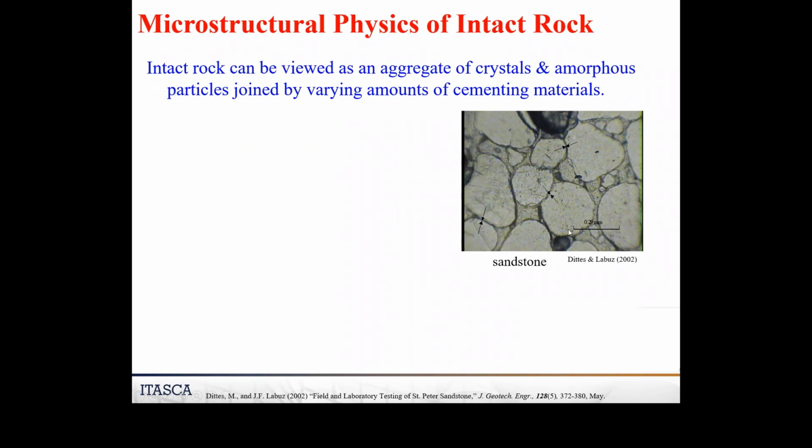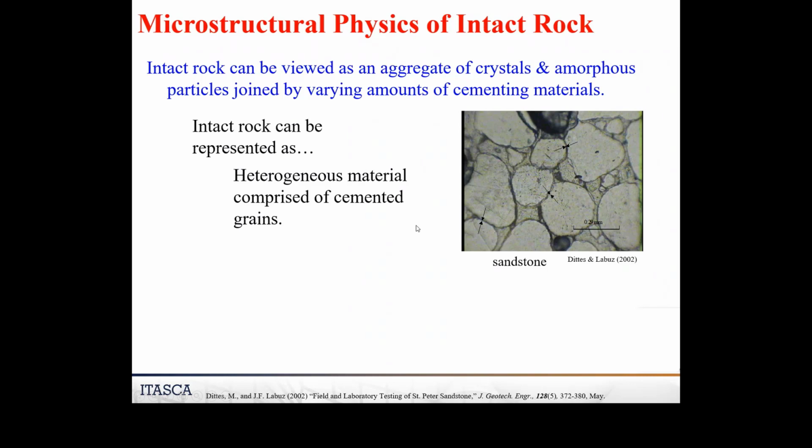This is a cross section. You can't see the length scale. This is 0.25 millimeters, so this is about 2 millimeters across. Here you can see the grains, but if you look closely, it's pretty complicated. There's grains. What about all this material here? Is that cementing material, or is that other grains, or is that cement that's broken?